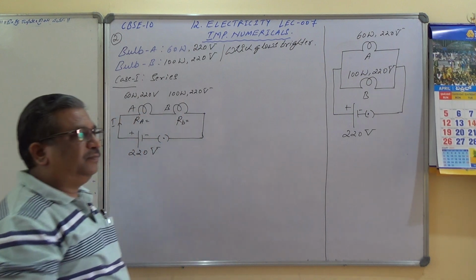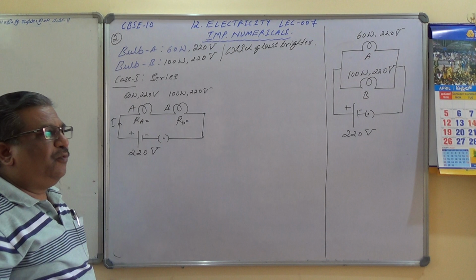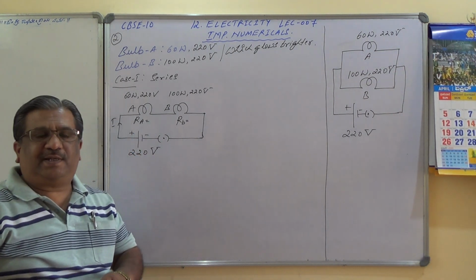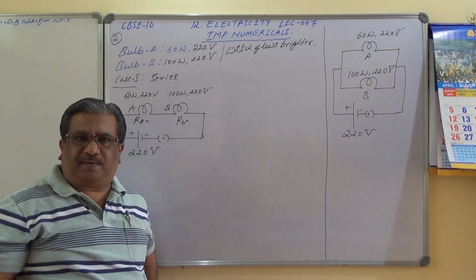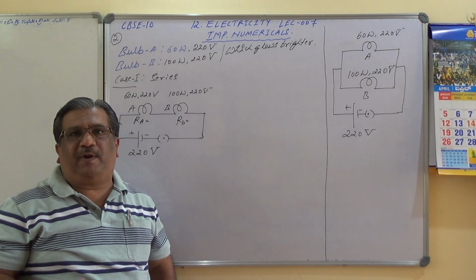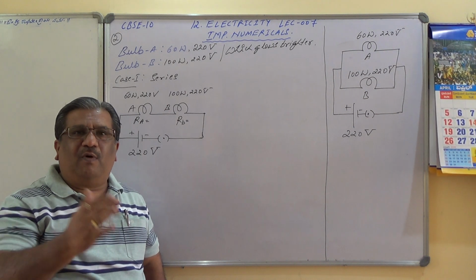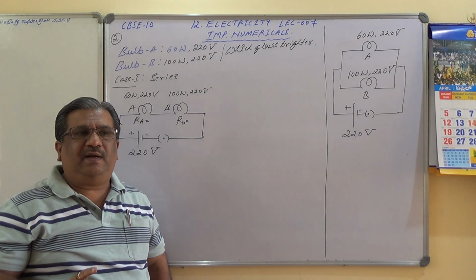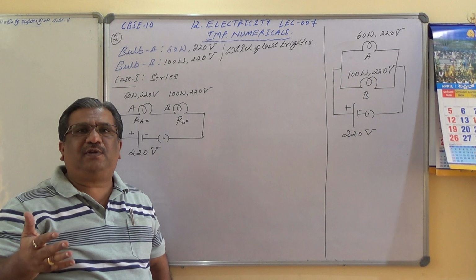Let us see. So what is the hint here? The one which consumes more power glows brighter. You must have gone to some electrical shops and asked for bulbs. Give me a 25 watt bulb, give me a 20 watt bulb, give me a 12 watt bulb. The meaning over here is, the more the wattage of the bulb, the brighter it glows. So keep it in mind that if the wattage consumed by the bulb is more, then it glows brighter.